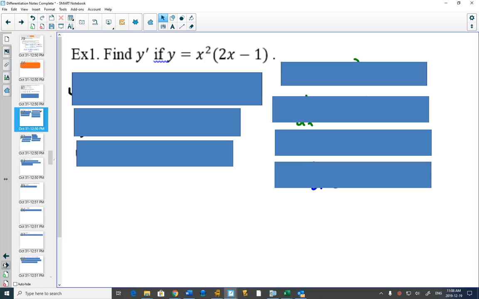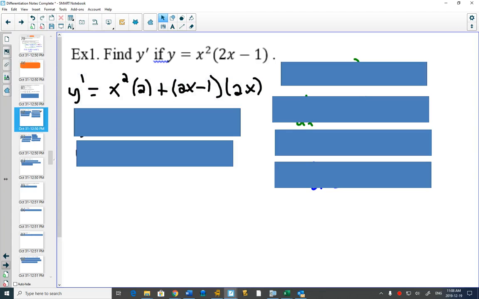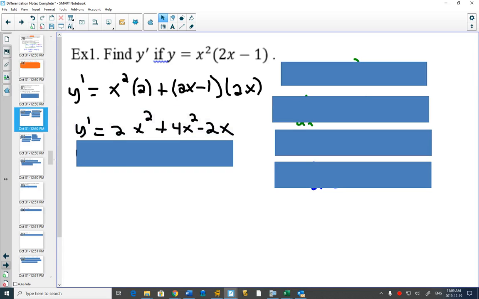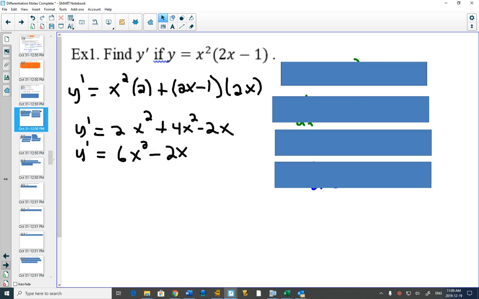So here's one that wouldn't be hard to multiply out. But if we use our new rule, okay, to find the derivative, keep the first one the same, derivative of the second one. Then keep the second one the same, derivative of the first one. Then if you wanted to, you can multiply things out, combine like terms, and simplify.